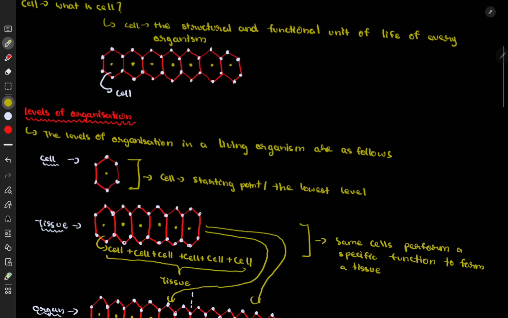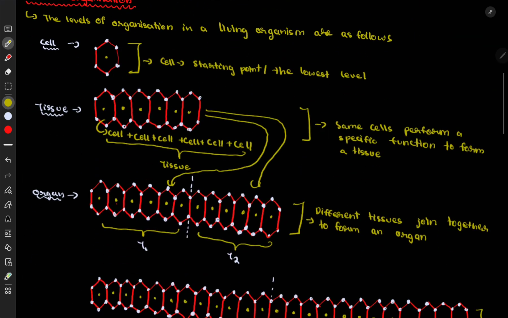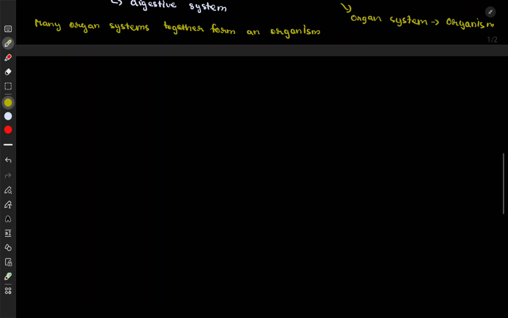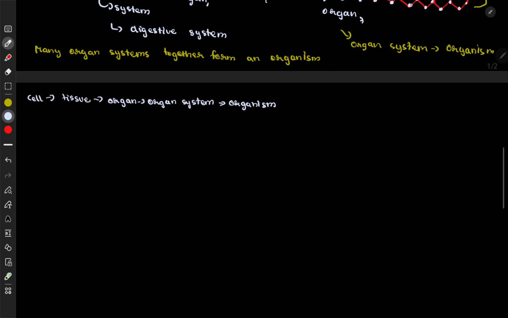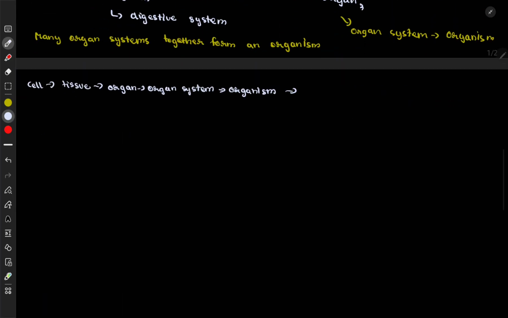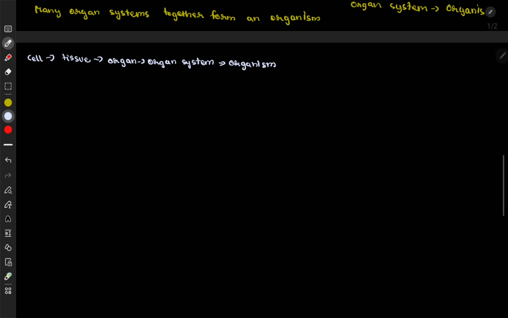Fine. Okay, so this is the levels. These are the levels of organization within a living organism. If we depict this now, we have cell, then tissue, then organ, then organ system, and then we have our organism. These are the levels of organization.